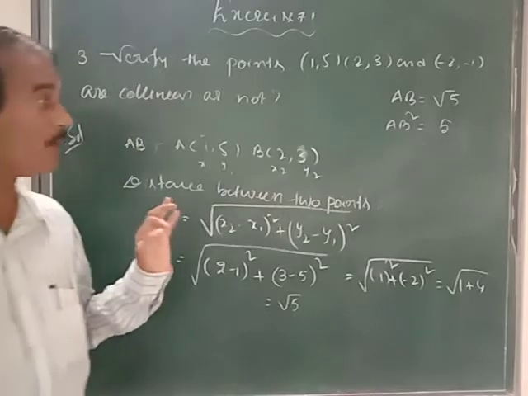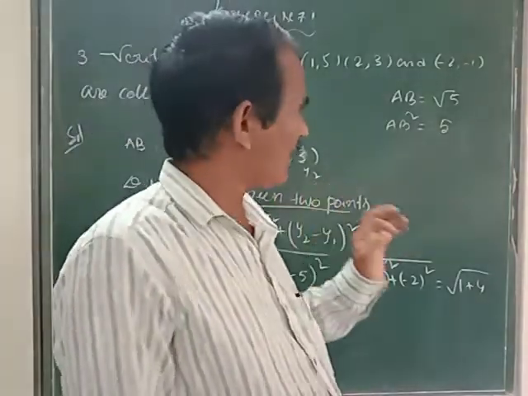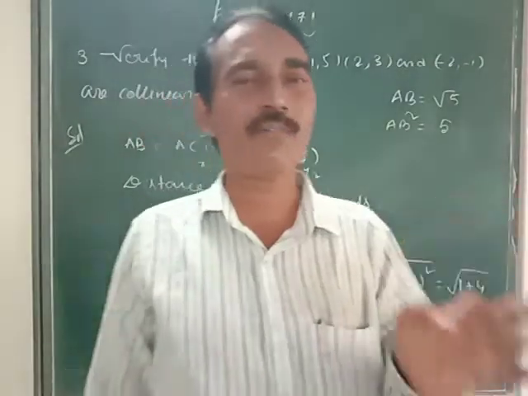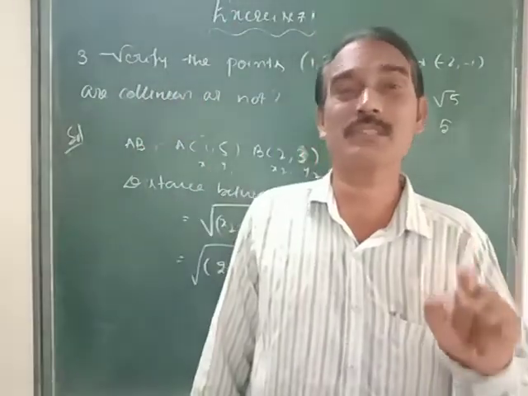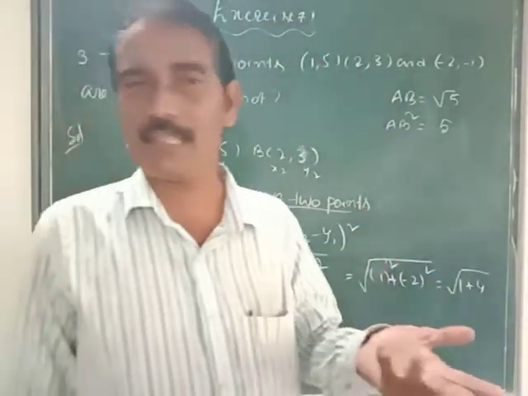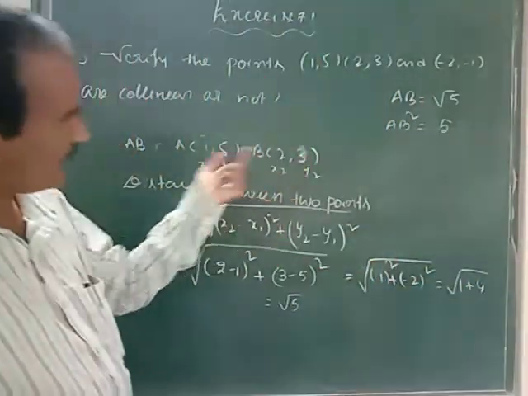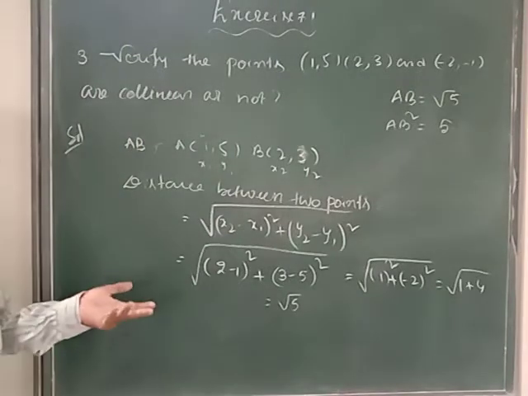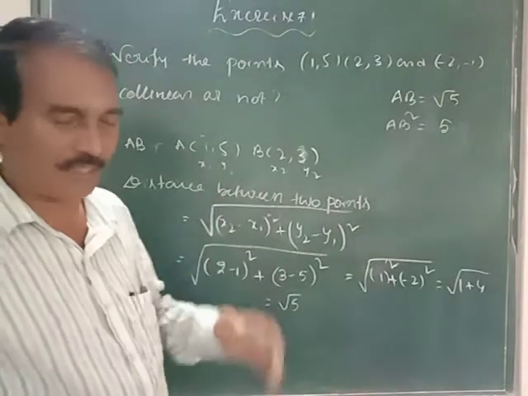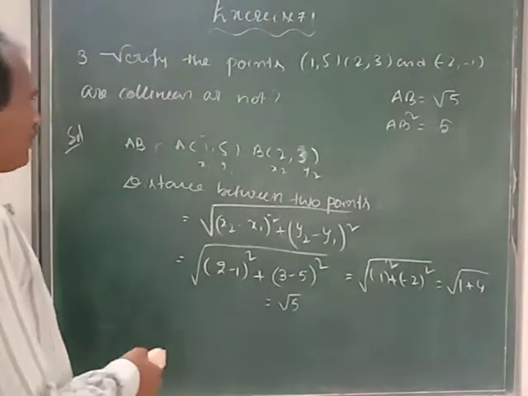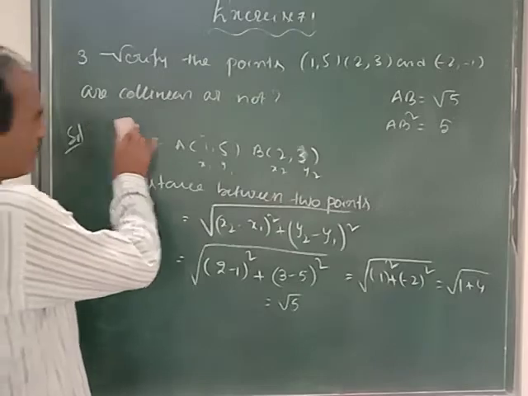The square of the largest side is equal to the sum of the squares of the remaining two sides. So here, when you find AB square, BC square and AC square, you have to find which is the biggest one. Then you have to find the distance between B and C.